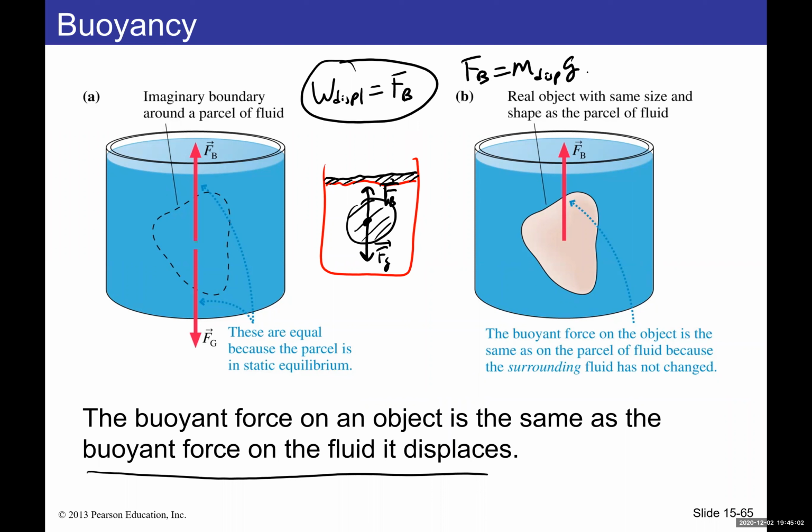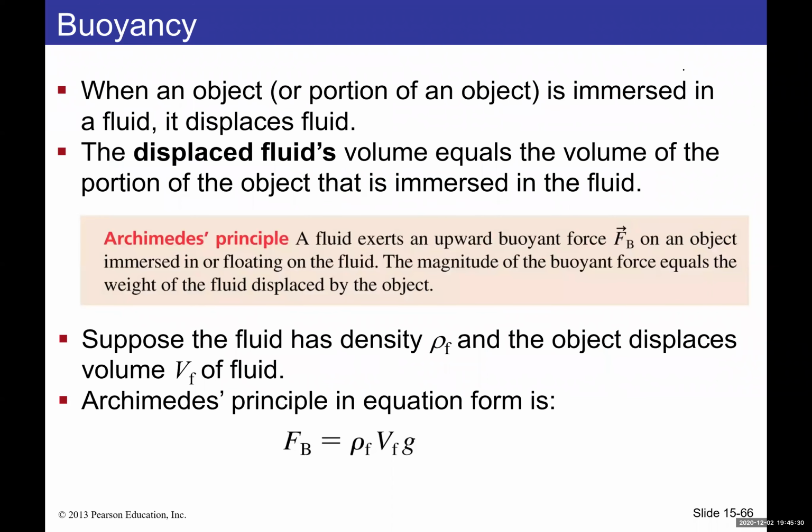In terms of the buoyant force, I have the mass of the displaced fluid times g. One thing we talked about last time is that whenever there is a mass, we would like to replace it with the density times volume. So I can replace this with the density of the fluid times the volume of the displaced fluid, times g. When the object or a portion of the object is immersed in fluid, it displaces fluid. The displaced fluid's volume equals the volume of the portion of the object that is immersed in the fluid. This was discovered by Archimedes.